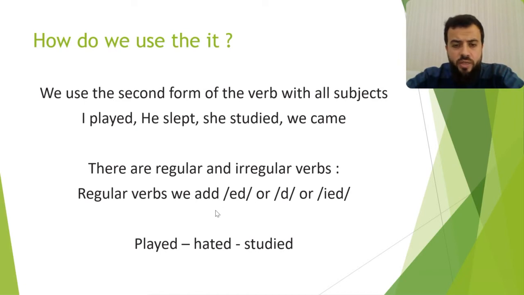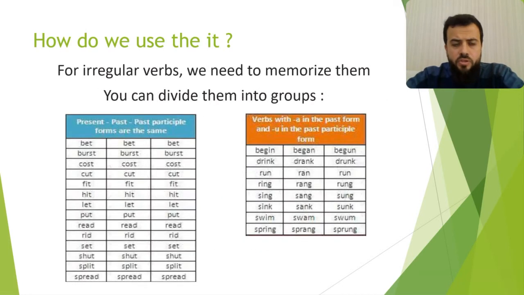Now the problem is usually with the irregular verbs. When we talk about the irregular verbs, we need to memorize them. So you can find a full list of the irregular verbs at the end of any one of the level books which we are explaining, the Traveler. Or if you want, you can divide them into groups. For example, here we have two different groups of verbs, which makes it easier to memorize.